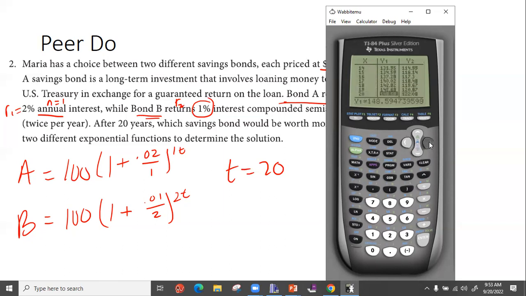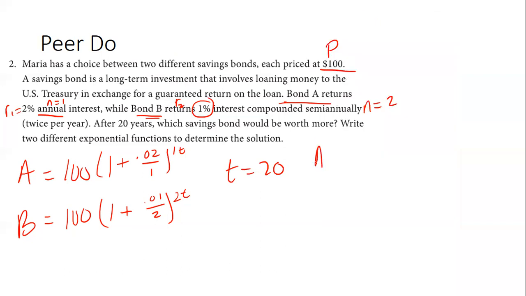And after 20 years, which one did I make the most money with? Bond A. So bond A has me making $148.59, and bond B has me making $122.08. So obviously I'm going to take my money to bond A. We got 148.59, and on B we got 122.08.